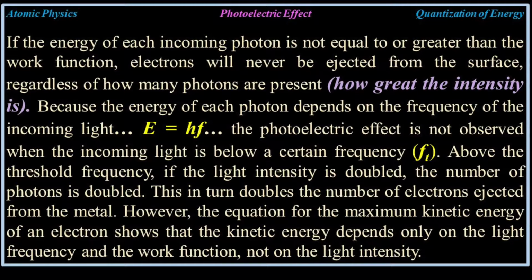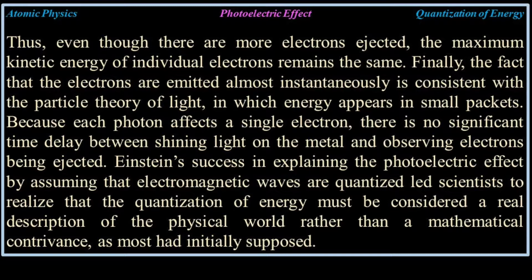Above the threshold frequency, if the light intensity is doubled, the number of photons is doubled. This, in turn, doubles the number of electrons ejected from the metal. However, the equation for the maximum kinetic energy of an electron shows that the kinetic energy depends only on the light frequency and the work function, not on the light intensity. That is similar to the conceptual challenge. Very good. Thus, even though there are more electrons ejected, the maximum kinetic energy of individual electrons remains the same.